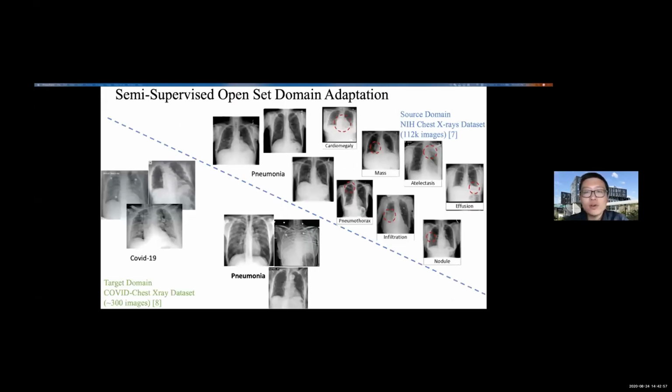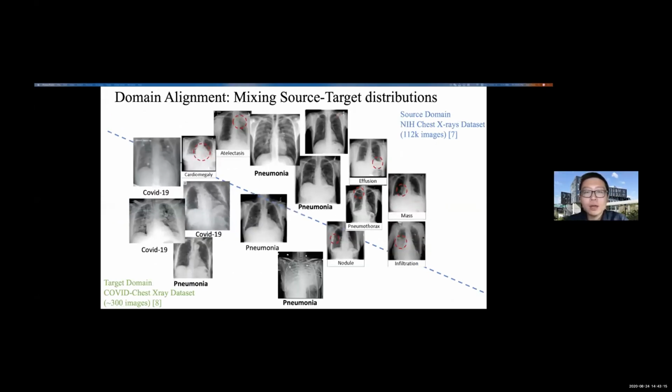First, we define the problem in a domain adaptation setting, in which the source domain is a large NIH chest X-ray dataset, and the target domain is the smaller COVID chest X-ray dataset. Pneumonia is a shared common label across these two datasets. Then we first align at the domain level.